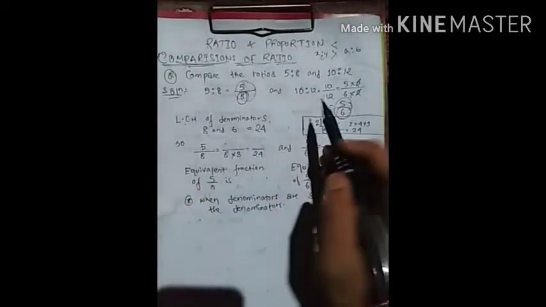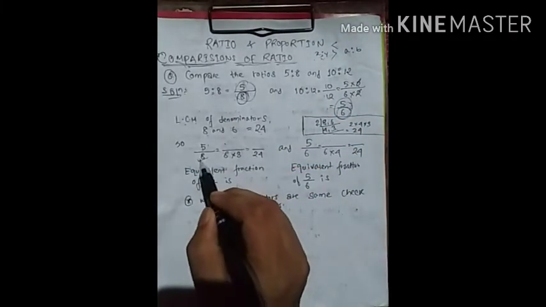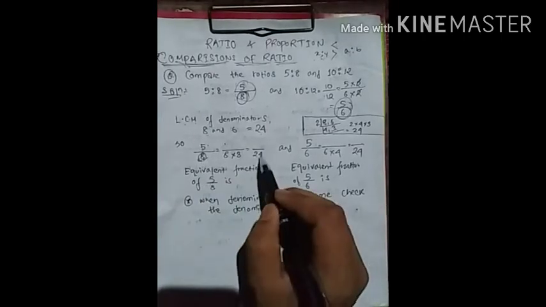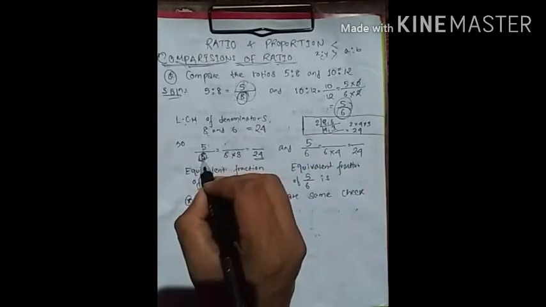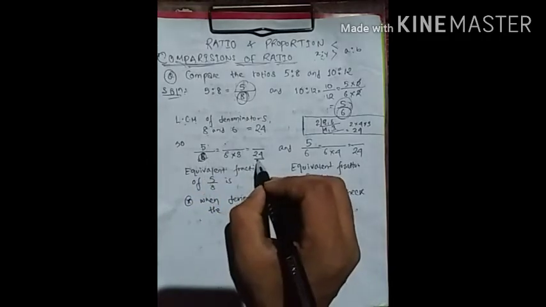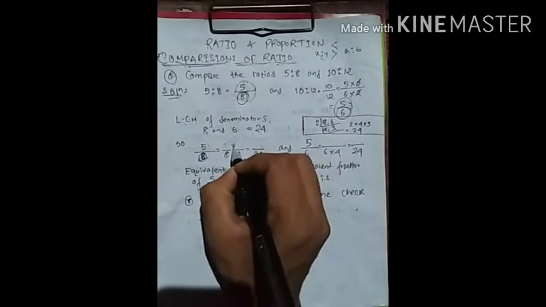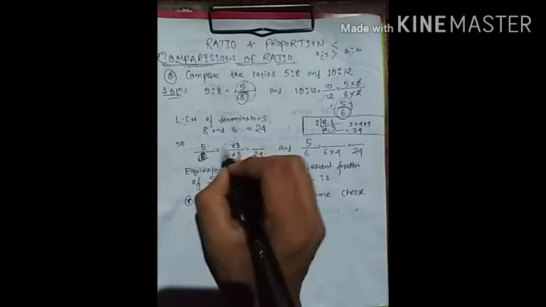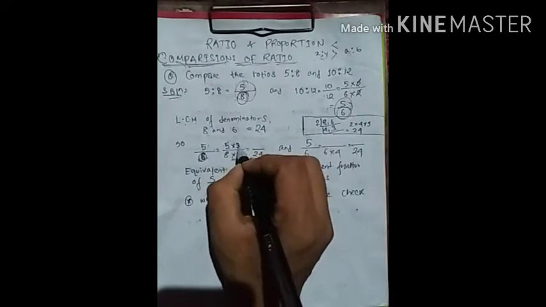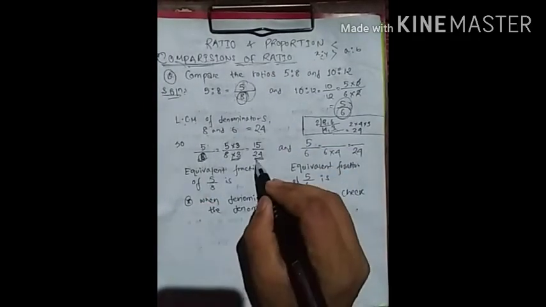Let us take the first fraction 5 by 8. Here the denominator is 8, so we have to make this 8 equal to the LCM. What is the LCM? 24. So what should we multiply with 8 such that we get 24? Everybody knows that 8 into 3 is 24. Whatever we are multiplying in the denominator, we have to multiply the same number in the numerator. So 5 into 3. Now 5 into 3 is how much? It is 15. So we have made the denominator equal to 24.